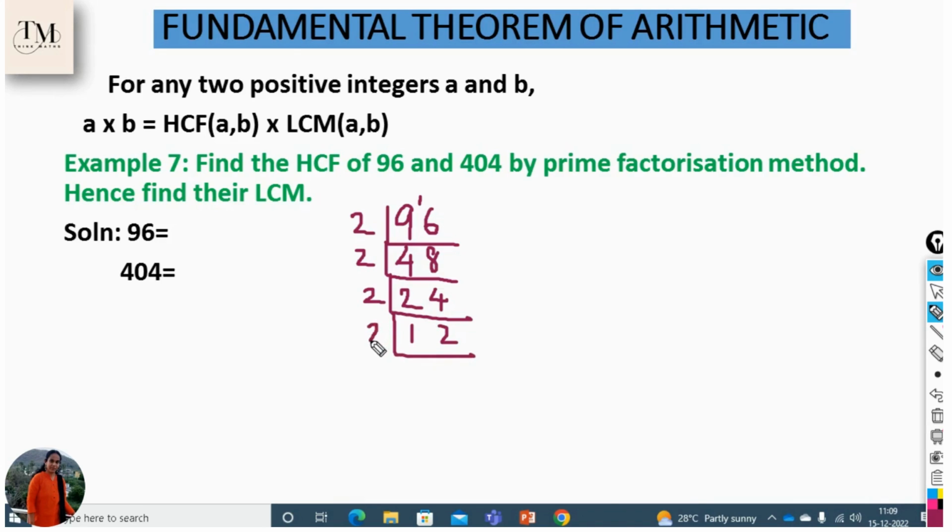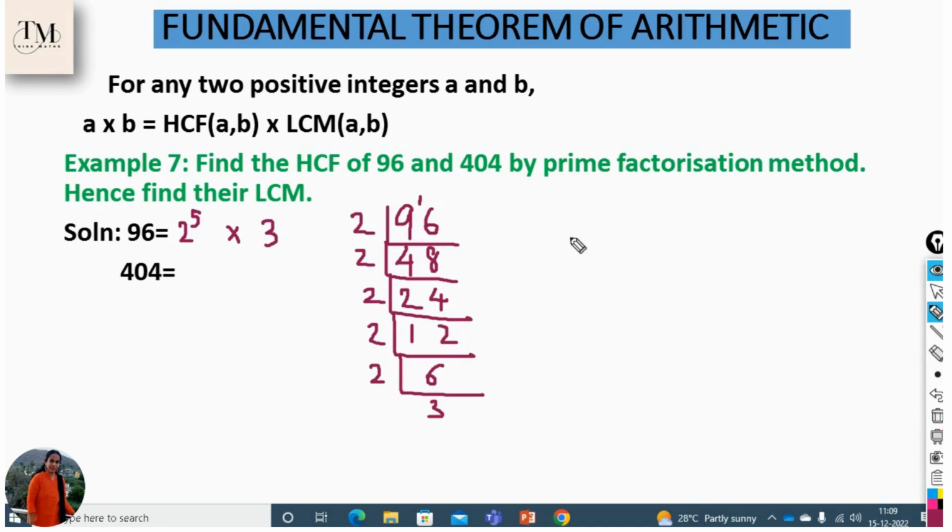Again 2 can be taken. 2 sixes are 12. So 6 is even, so again I take 2. 2 threes are 6. So 3 is the prime number, so I stop here. How many 2s are here? 5 twos. So I can write 2 power 5 into 3.